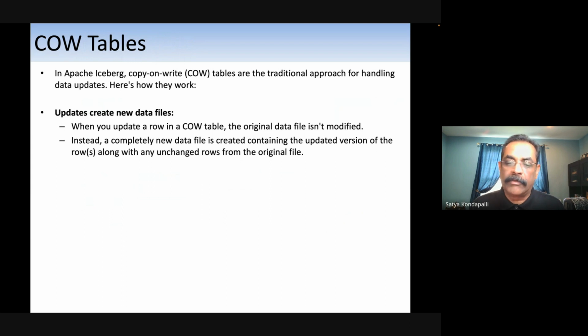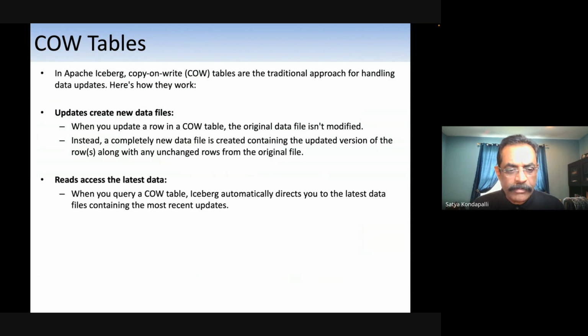We either create the delta files, which is delete and insert, or we clone the entire file and make the changes. So here in the COW model, in table design, a completely new file is created containing the updated version of the rows along with any unchanged rows from the original file. That means, let's say you have a 1 gig file, and that 1 gig file is cloned and then rewritten with whatever rows need to be modified. Right? So that's what it is.